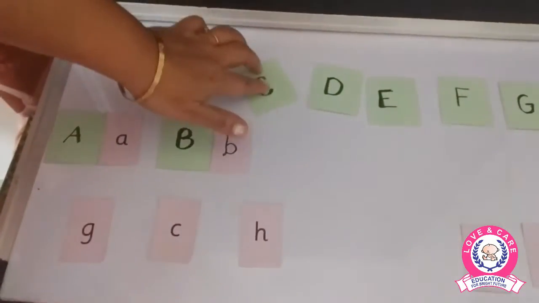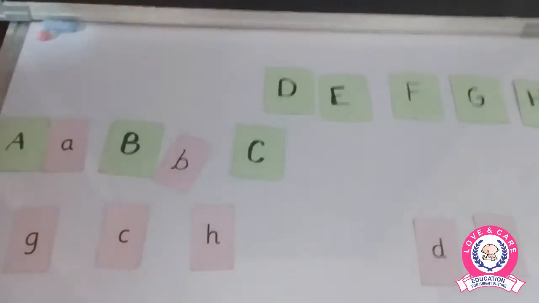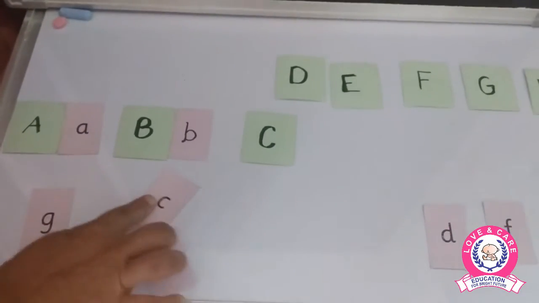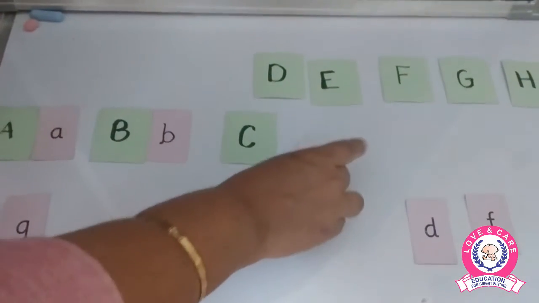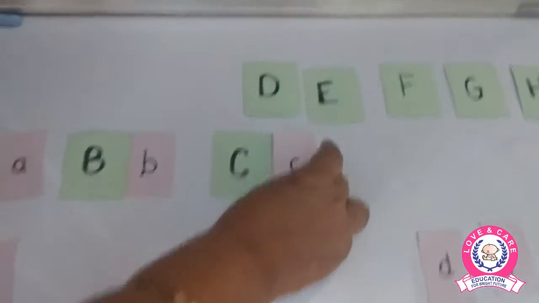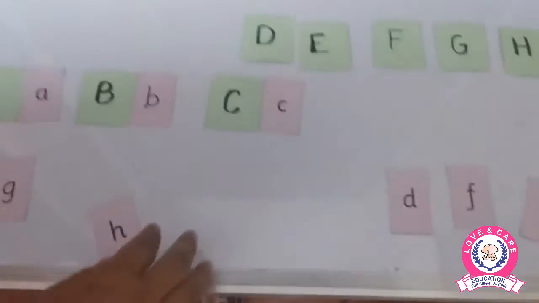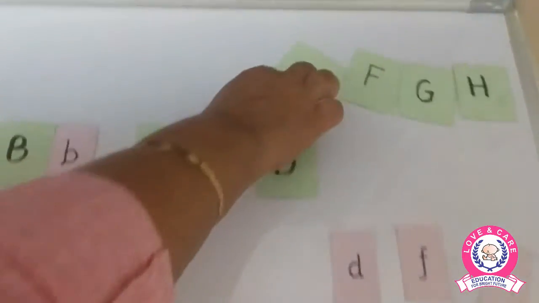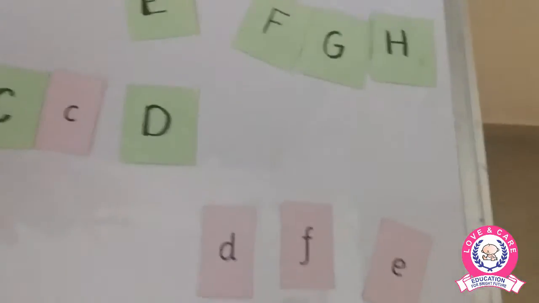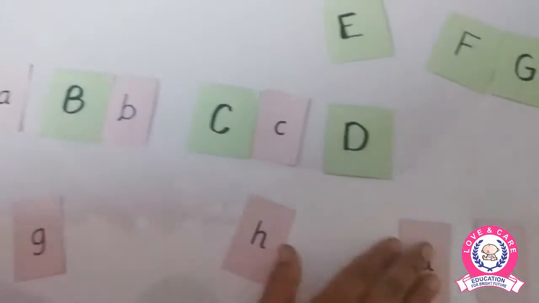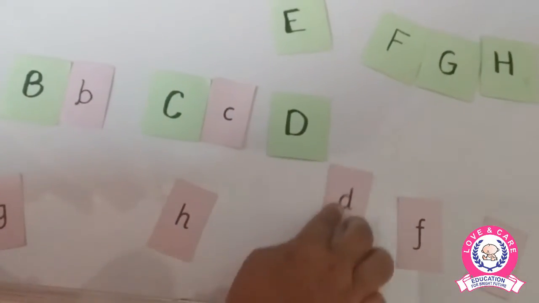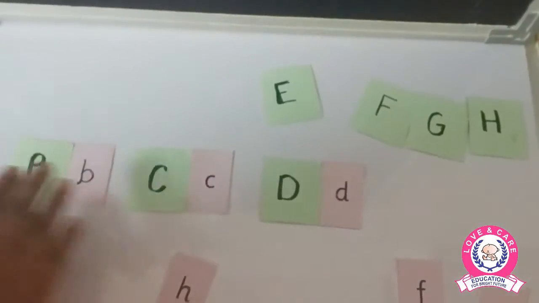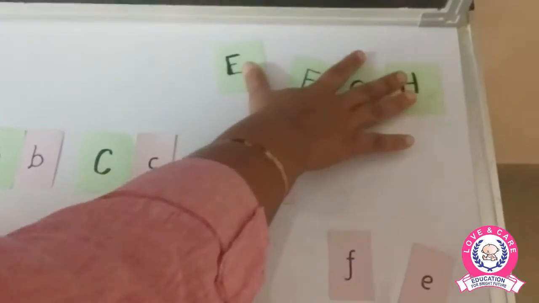Now the mummy letter C. Where is the baby letter C? So this is the baby letter C. Oh, baby letter C is also gone to mama. Mama letter C. Okay, now this is the mummy letter D. So where is the baby letter D? You need to find here. So this is the baby letter D. Yes. So we are making the pair of mummy and the baby letters.